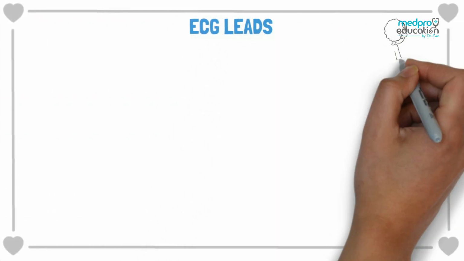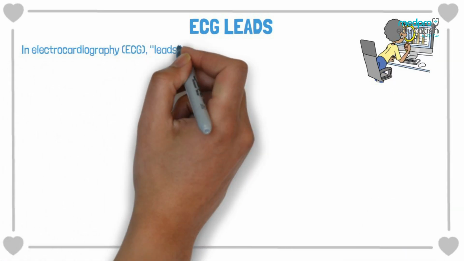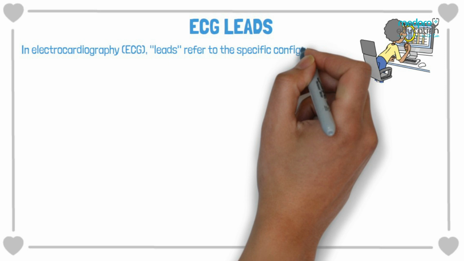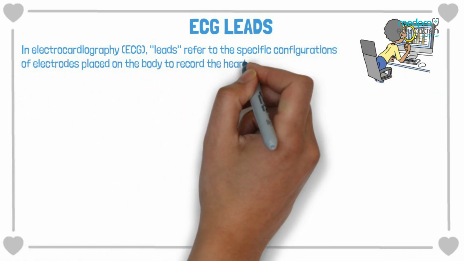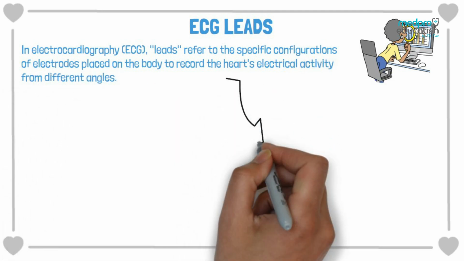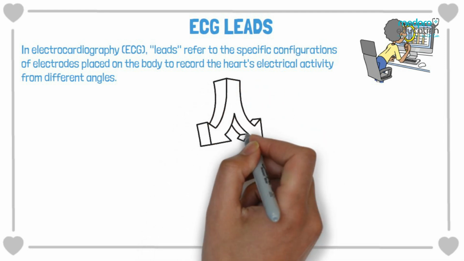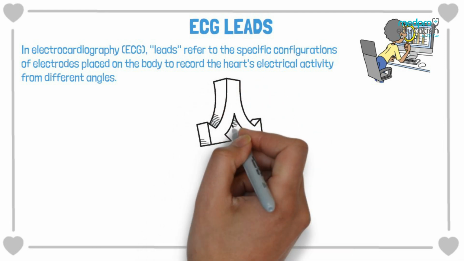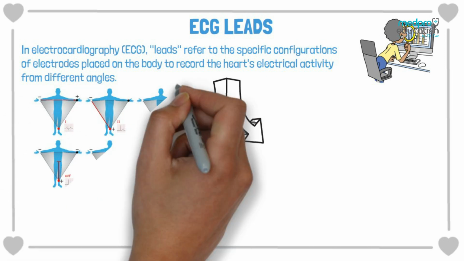Understanding ECG leads, a quick guide. In electrocardiography, ECG leads refer to the specific configurations of electrodes placed on the body to record the heart's electrical activity from different angles. There are 12 standard ECG leads, divided into 2 main categories, limb leads and chest leads. Limb leads are placed on the arms and legs.